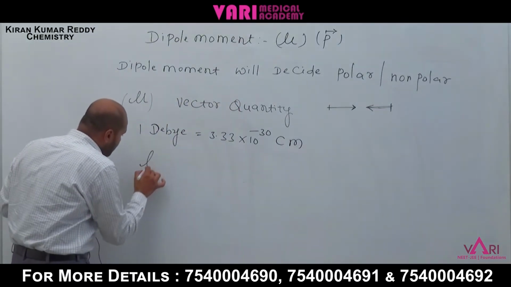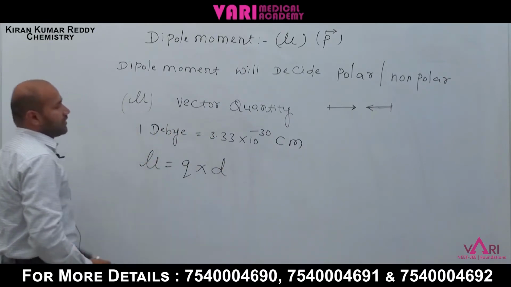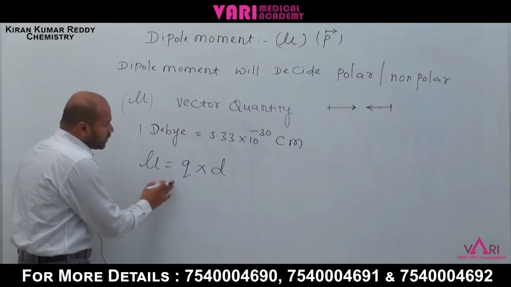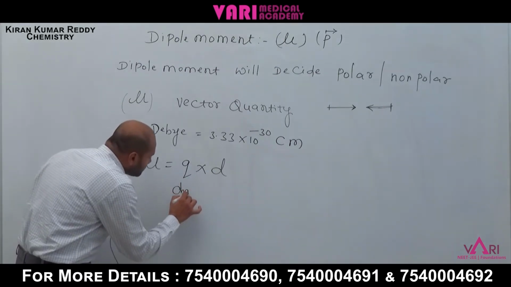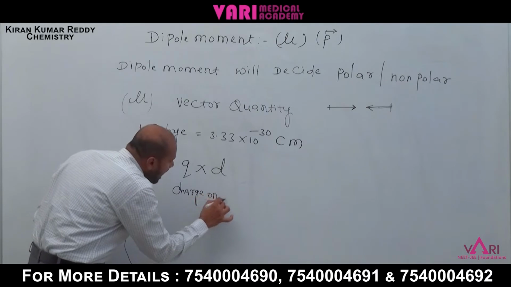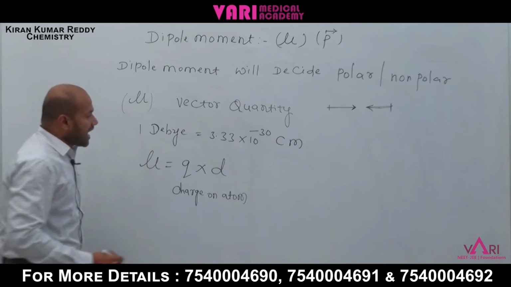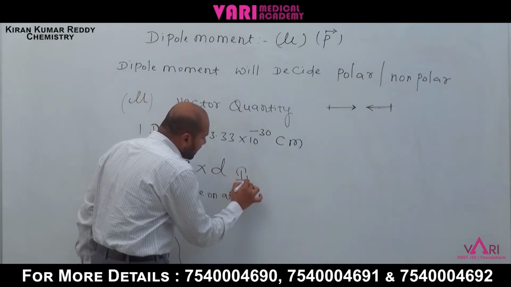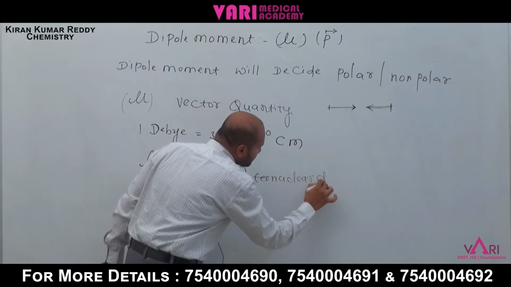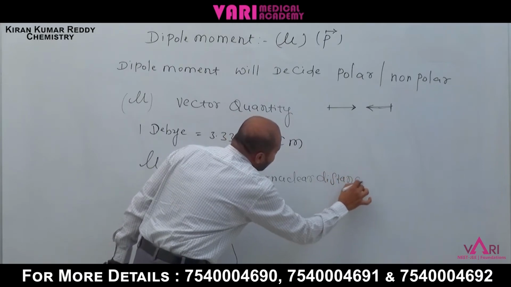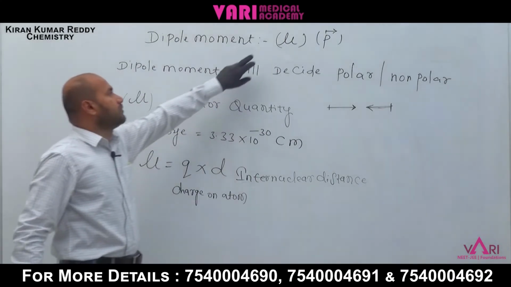Now dipole moment mu is equal to q into d. What is q? Charge on atom. The charge that is present is the charge on the atom, and d is the internuclear distance. Now please remember, dipole moment is denoted as mu.